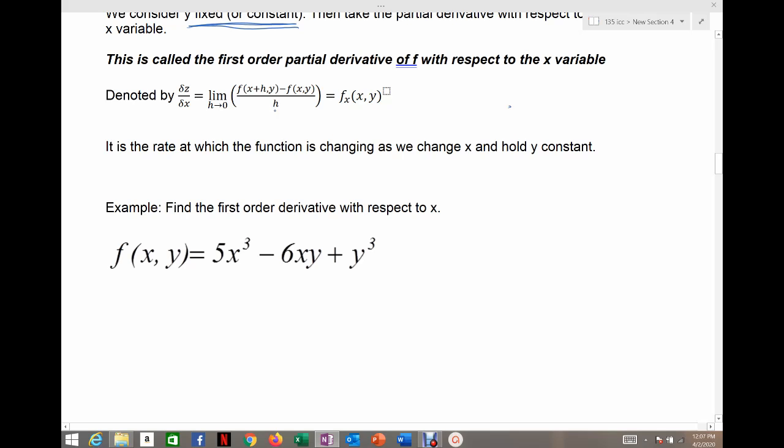The delta notation is the rate of change notation. It means my function's changing with respect to x. I primarily use the function notation, but be aware that the book likes to use the rate of change notation, which is again delta, the change in z over the change in x. It's the rate at which the function is changing as we change x. The biggest thing you're going to have to get used to is we're taking the derivative with respect to x, and we're treating y like a constant. It behaves like a constant, and therefore we treat it like a constant. It's just some unknown constant.